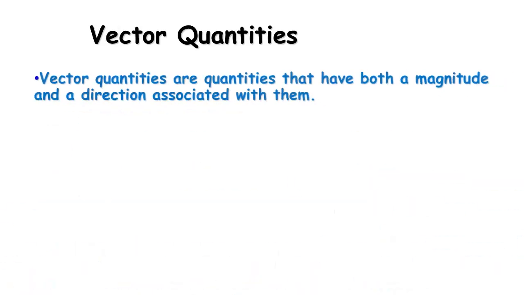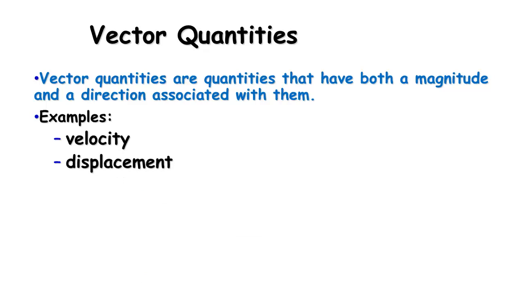In contrast to scalar quantities, we have vector quantities. These have a magnitude and a direction. Examples of these include velocity. Generally with speed, you'd say you're moving at 60 kilometers an hour. Velocity would be 60 kilometers an hour north or south, up, down, left, right. So there's some form of direction associated with it. It actually takes up space in the three dimensions.